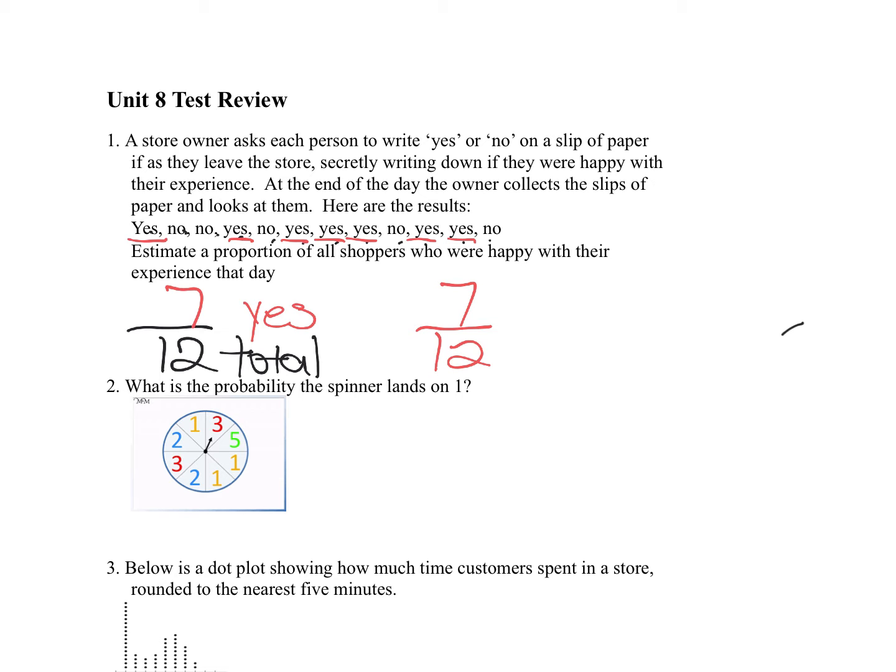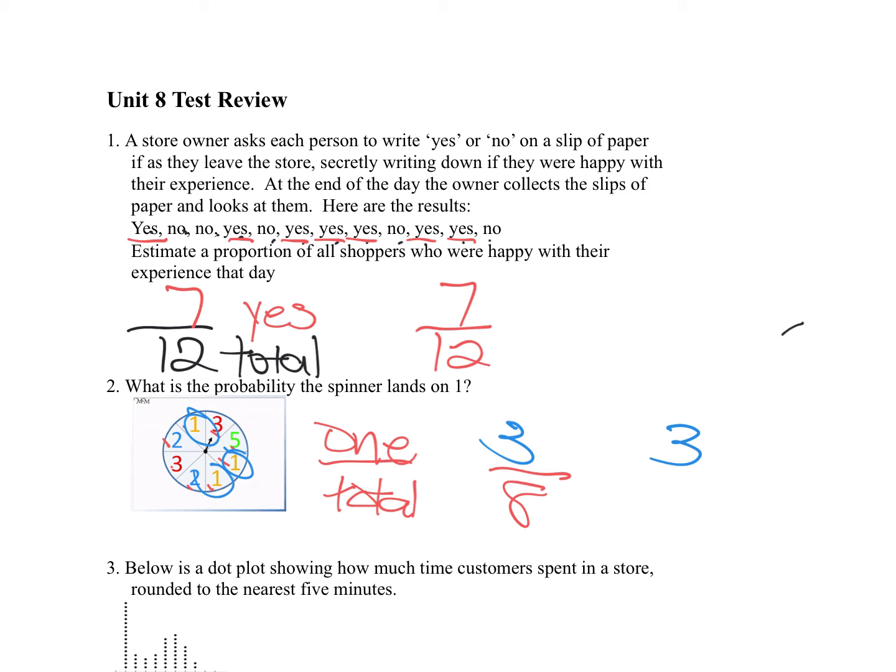Okay? Number 2, what is the probability the spinner lands on 1? So once again, we're looking for 1 over the total. So the number of ones over the number of total numbers. So if we count, there's 1, 2, 3, 4, 5, 6, 7, 8 total. So that goes on the bottom. And the number of ones is 1, 2, 3. 3 ones. So the probability that the spinner lands on a 1 is 3 out of 8.